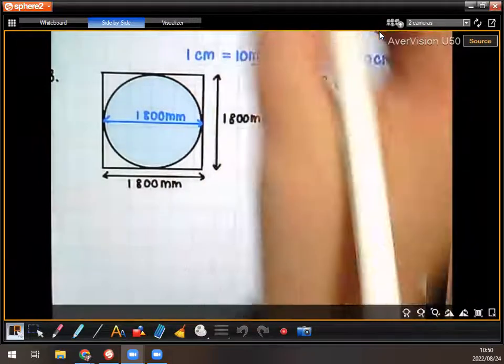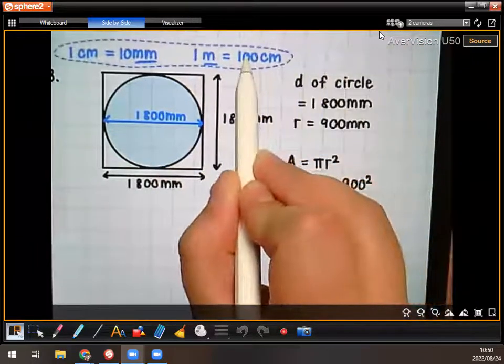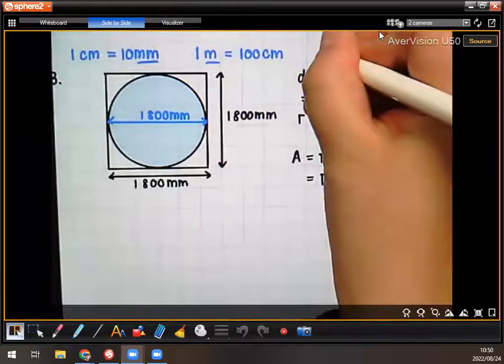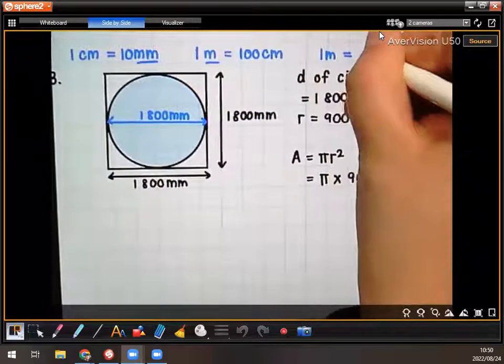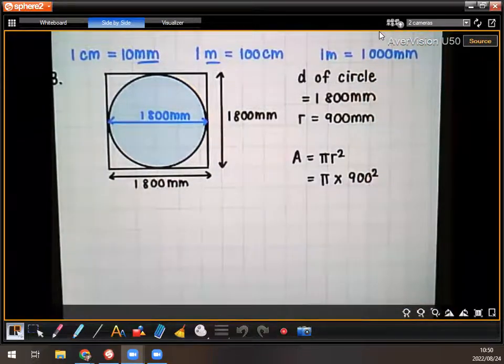Where am I going to write this now? Sorry, let me just move this up a bit. I think there is a summary of all those conversions somewhere, which I'll print for you guys. I'll just make a note so that you have them in your books. So 1 meter is 1,000 millimeters. So our radius is 900 millimeters.